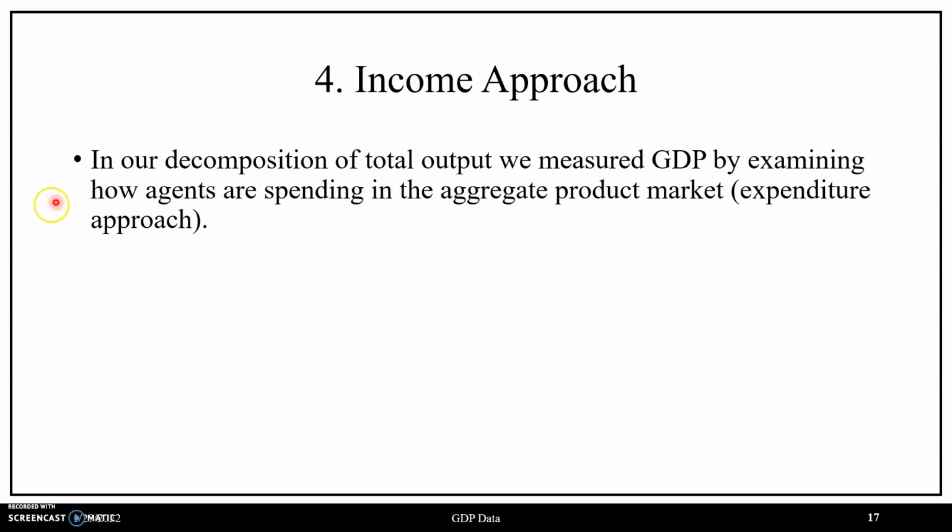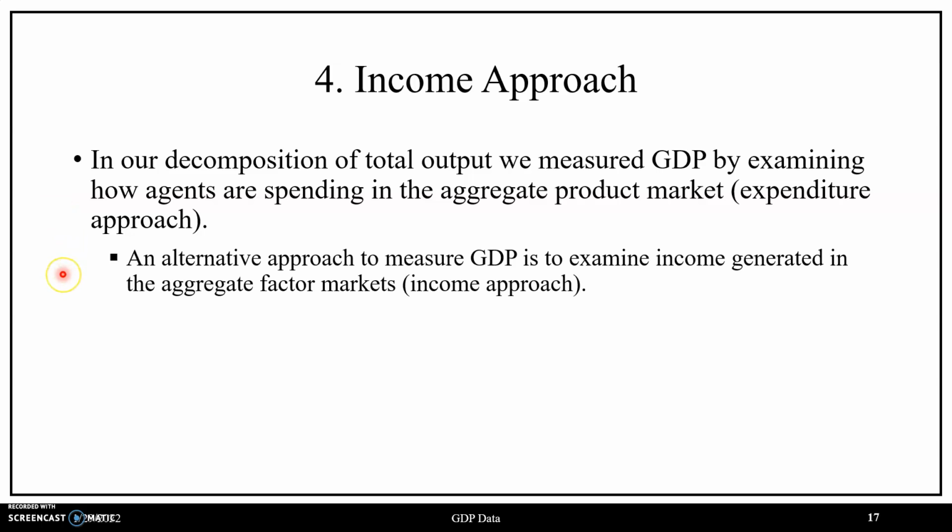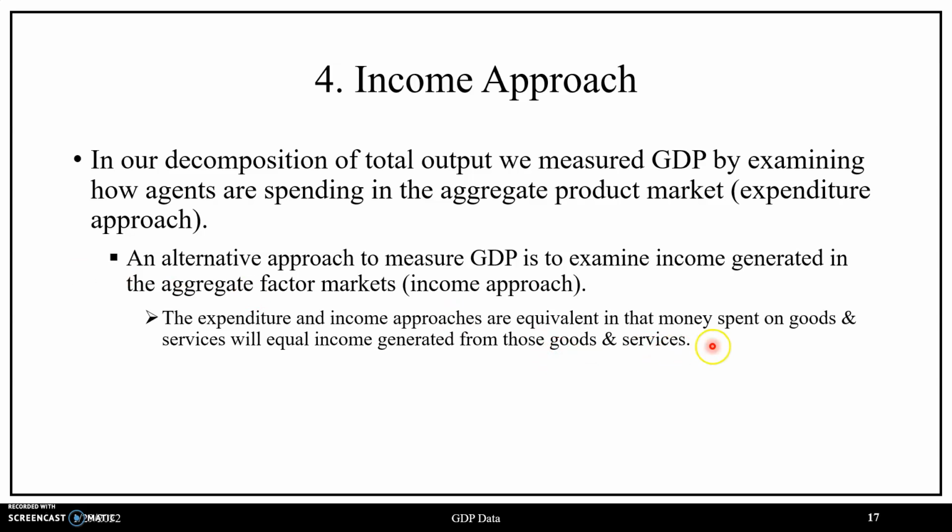So then, with this information, in our decomposition of total output, we measured GDP by examining how agents are spending in the aggregate product market. This was referred to as the expenditure approach. An alternative way that we could approach this, though, is to examine income generated in the aggregate factor markets. This is referred to as the income approach. And this is going to be based upon agents spending money on goods and services will generate income for other agents on the other side of this transaction. So from this perspective, we have that expenditures must equal income, so the expenditure and income approach must equal one another.